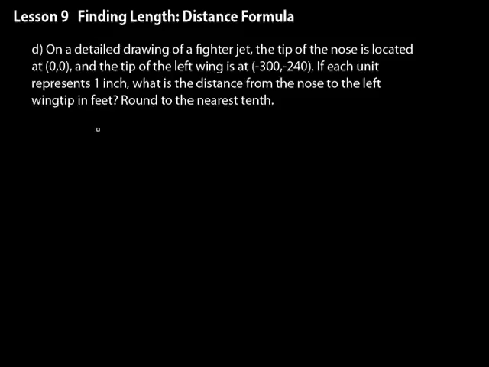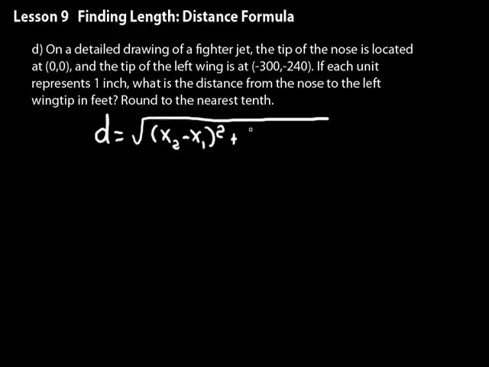Well, let's just write down that tool, the distance formula. D is equal to the square root of (x2 minus x1) squared plus (y2 minus y1) squared. And we see we have coordinates here, so we can use those to help us solve this problem. And we don't have to draw anything. We don't have to know what the diagram of this fighter jet looks like. We can just substitute the coordinates in.